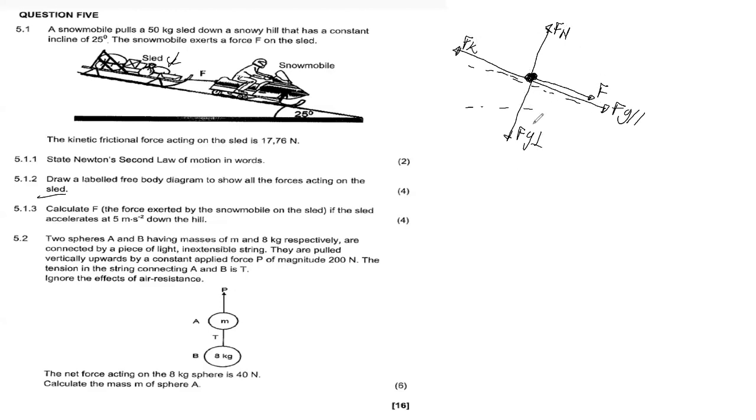So the free body diagram that you should have is that one. And then how do they mark it for 4 marks? So remember, this is 1 mark because these are components of the gravitational force. And then we have 2, 3, and 4. So 4 marks like that.